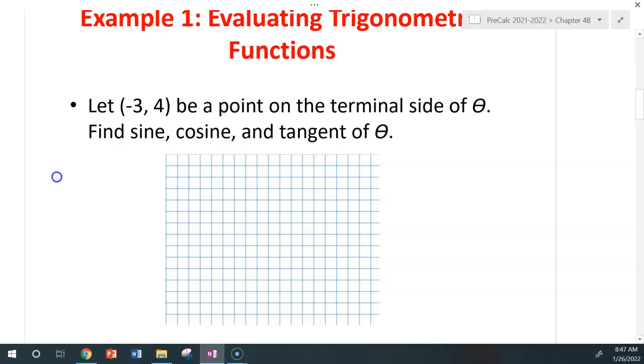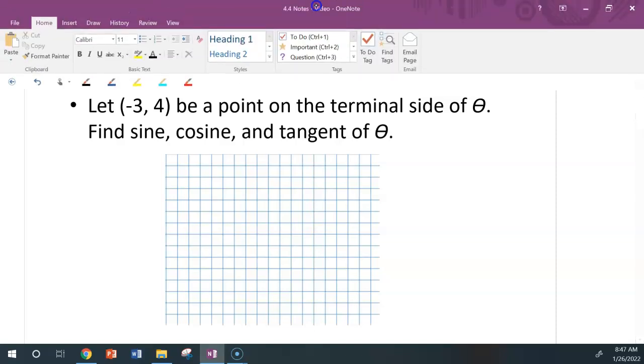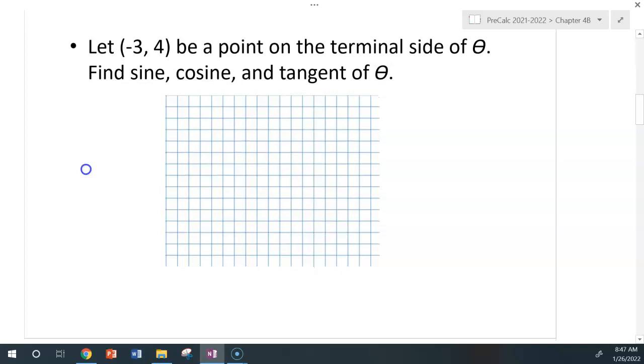So we're going to use the point (-3, 4), and that's going to be the terminal side of angle theta. Let's go ahead and draw this onto our graph. I'm going to put in an xy axis. This is x, this is y, and my point (-3, 4) is going to be right here: 1, 2, 3, 1, 2, 3, 4. There's my point. So here's my angle. The initial side is on the x-axis. The terminal side is going to go through that point. So right here is angle theta.